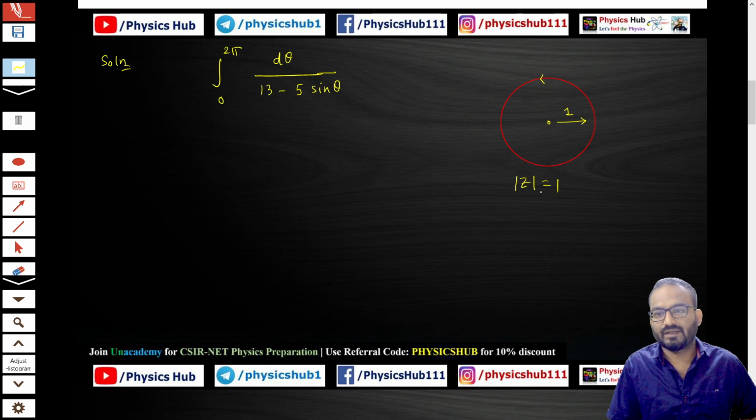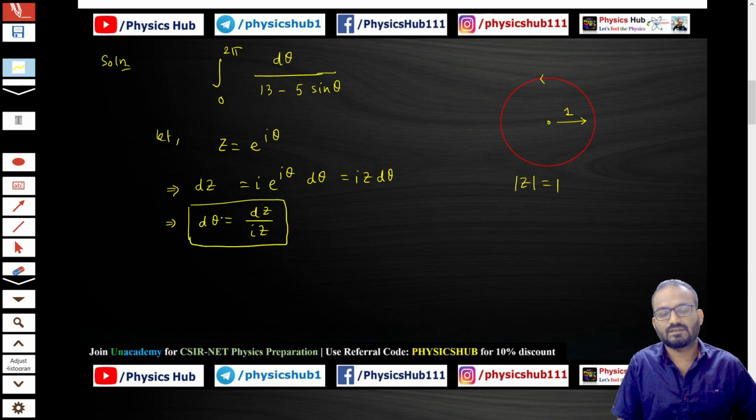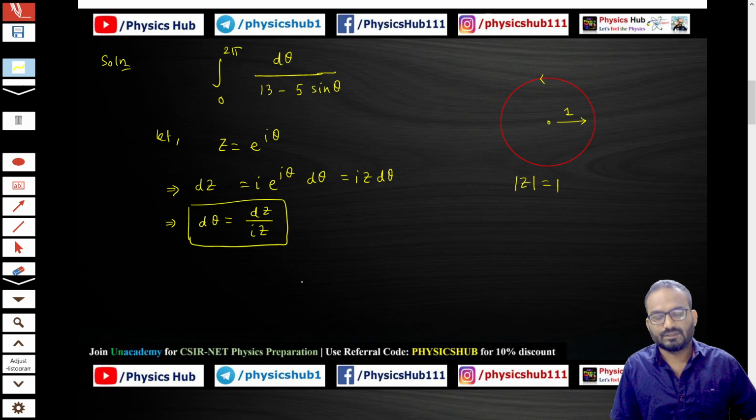So if the radius is 1 unit, we can let z equal r e to the power i theta. That is a general formula, but the radius is 1 unit, so we write z equals e to the power i theta. So your dz will produce i e to the power i theta d theta. Now e to the power i theta is z, so we can write it as i z d theta. From here we can write d theta equals dz upon i z. So this value will be utilized in converting this normal integration into a complex integration.